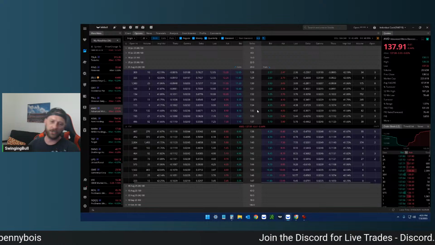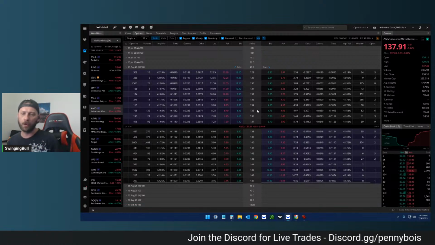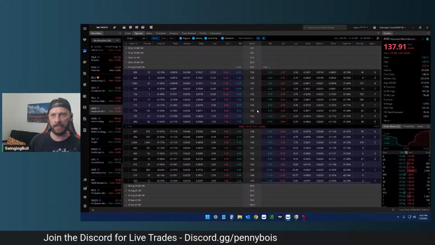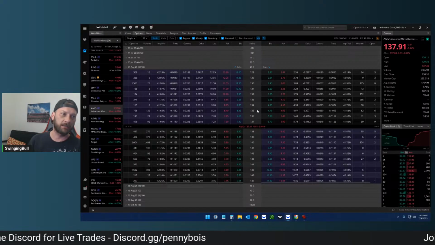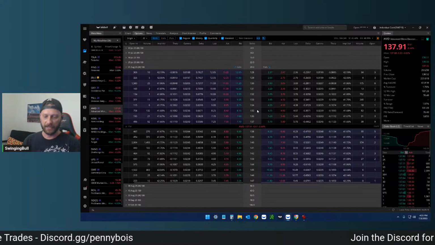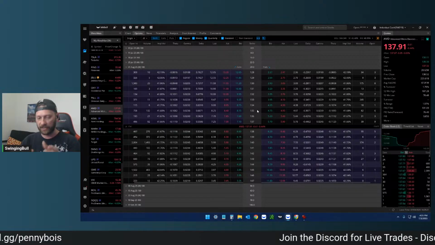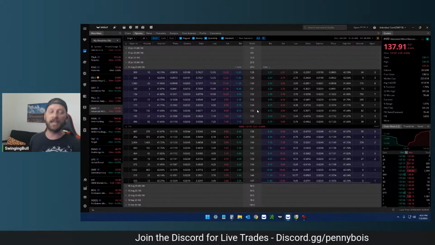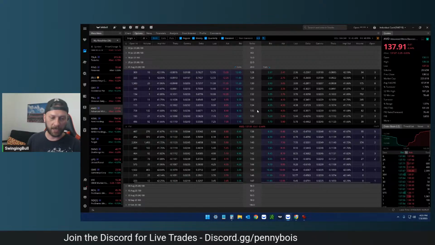But I have managed the legs individually before, where I would go ahead and close out my short leg, and then I'll let my long leg ride if I do think it's starting to trend down, it's starting to go against me, and if I think it may continue trending down, then I will close out my short leg.